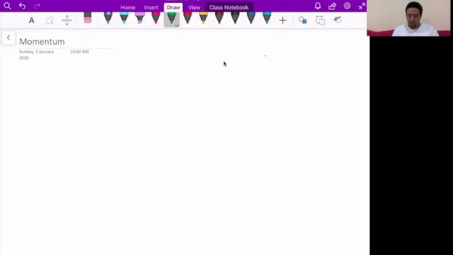Momentum. What's meant by momentum? Momentum is the product of mass and velocity. If we have a moving object, it has a momentum. Any moving object has a momentum. An object at rest has no momentum.